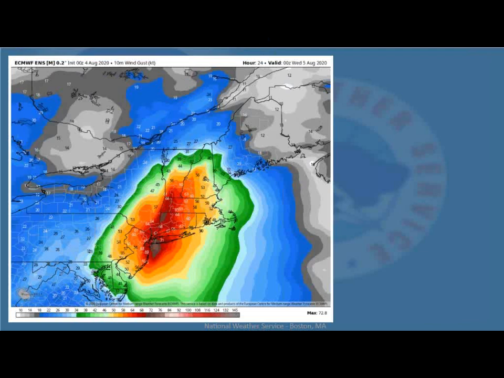So if the ensemble is showing that there could be 60 mile per hour gusts over a wide area, that gives us more confidence that at least parts of our area can see damaging winds. In this case, the wind threat was focused more towards the western zones.